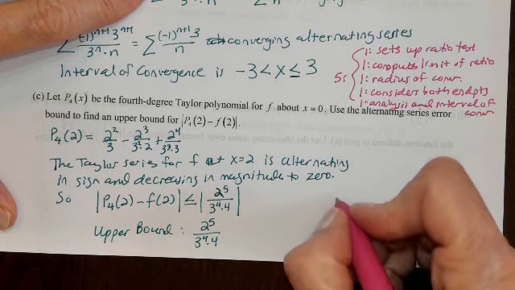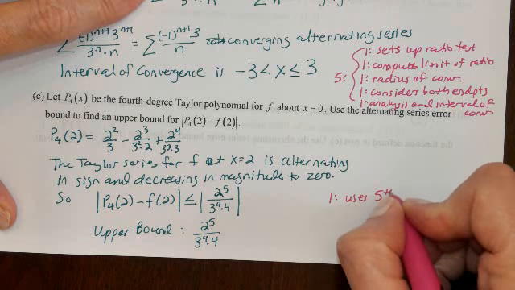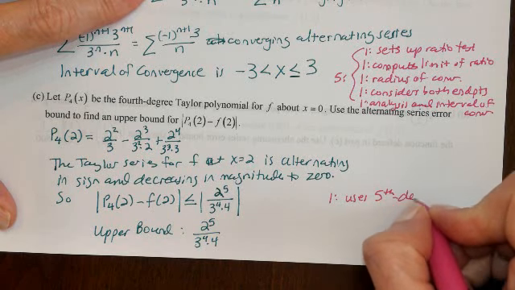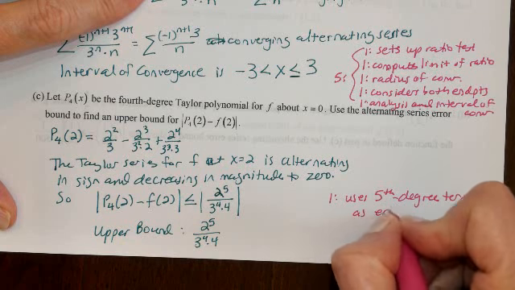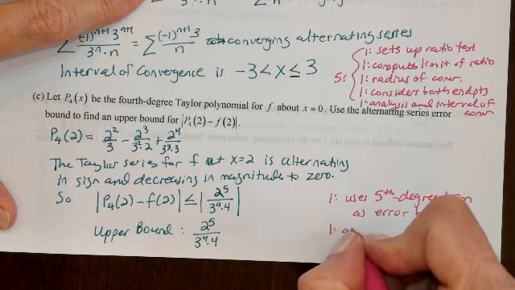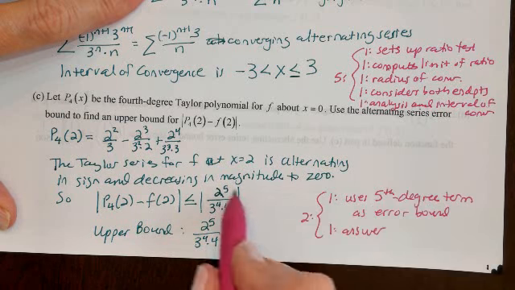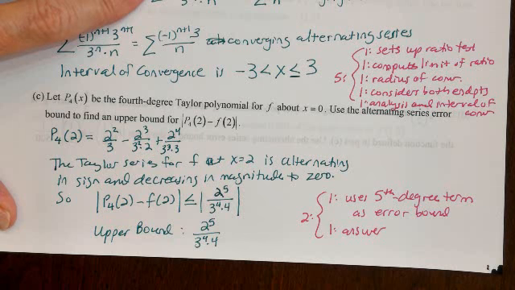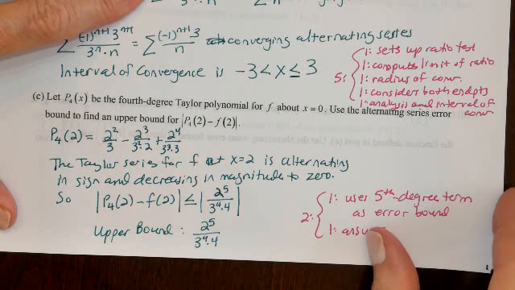Okay, this was worth 2 points. 1 point for uses 5th degree term as error bound, and 1 point for the answer, which could be this same thing as the 5th degree term. It is the same thing. You don't have to simplify that, in other words. Okay? So that was the problem from 2018.